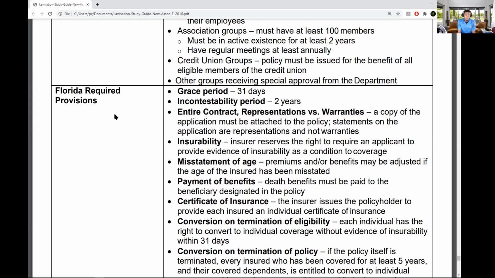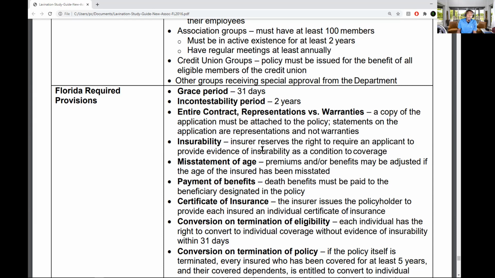Incontestability period, 2 years. They can contest against someone if they lie on the application. Make sure you know that number, 2 years. Entire contract, representation versus warranty. A copy of the application must be attached to the policy, in the entire contract. Statements on the application are representations, not warranties. You have to know representation is believed to be true, warranty is guaranteed to be true. So any statement made in an application for insurance in Florida is considered a representation, not a warranty.